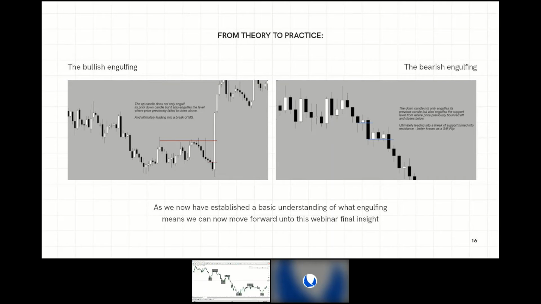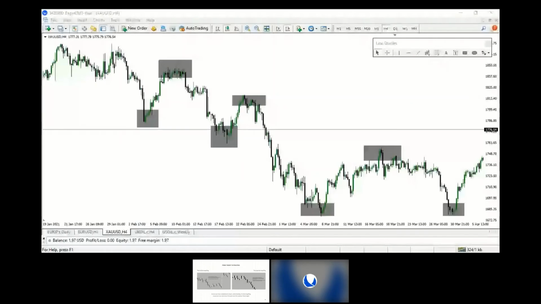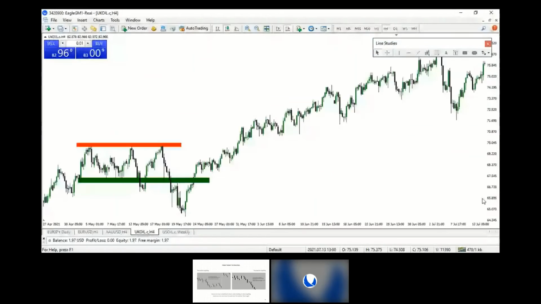Now, let's go on the chart further. Let's use another chart to make this example better. Now, let's look at this piece of price action.